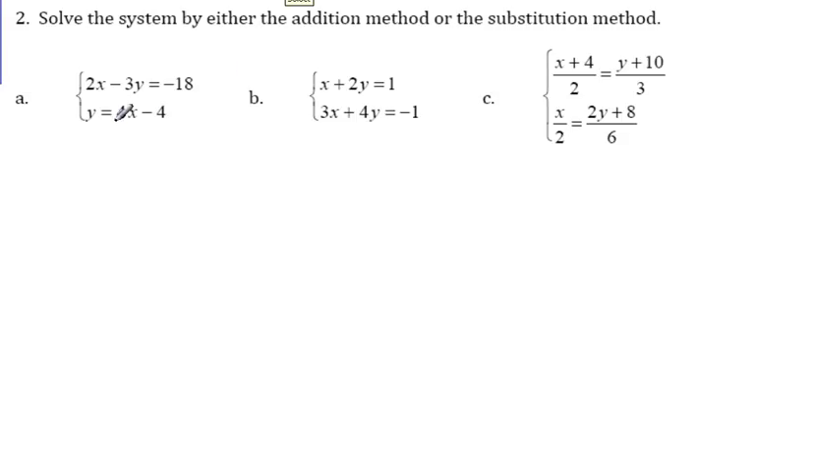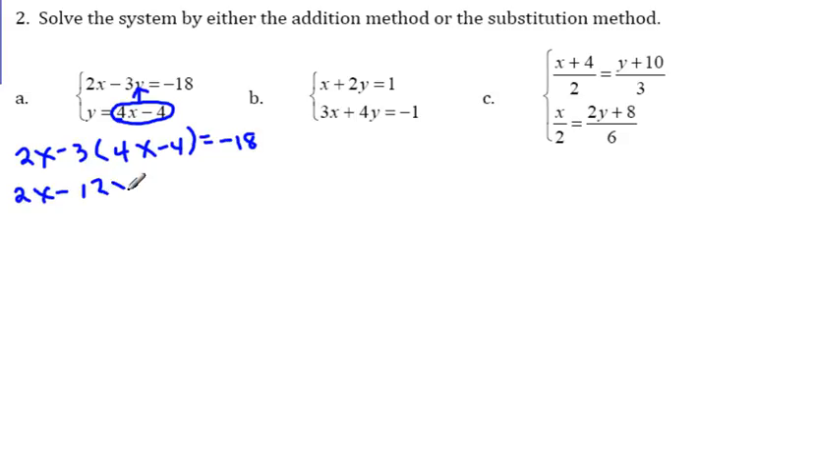So that means I'm going to take what this equation says y equals and put it in that y. If y equals this, I can replace y. So I have 2x minus 3 times (4x minus 4) equals negative 18. And if you notice, now I have just one variable, and it's really simple for us to solve an equation in one variable. So I'm going to do that. I have 2x minus 12x, distributing my negative 3, plus 12 equals negative 18.